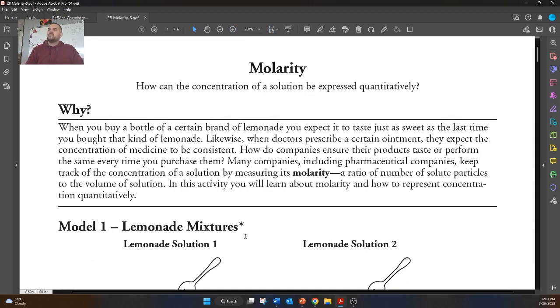So molarity, how can the concentration of a solution be expressed quantitatively? Could somebody tell me what quantitatively means? All right, so numerically. Can somebody give me an example of something that's not quantitative?